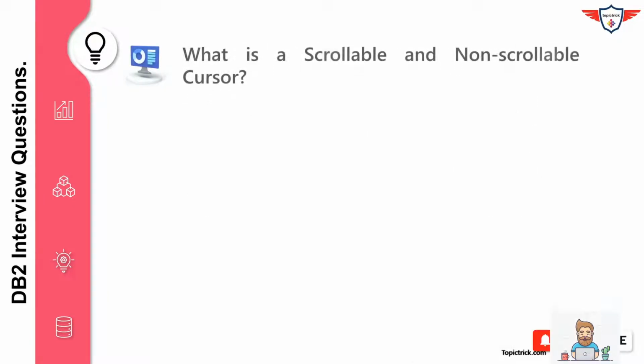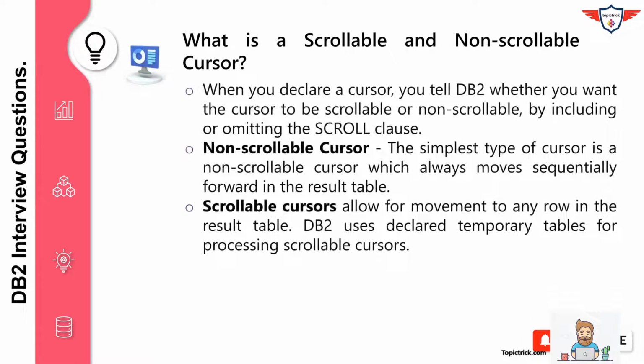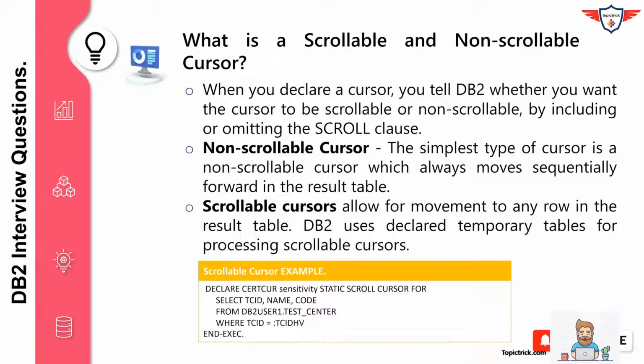What is a scrollable and non-scrollable cursor? When you declare a cursor, you tell DB2 whether you want the cursor to be scrollable or non-scrollable by including or omitting the scroll clause. This clause determines whether the cursor moves sequentially forward through the dataset or has random access to the dataset. The simplest type of cursor is a non-scrollable cursor, which always moves sequentially forward in the result table.